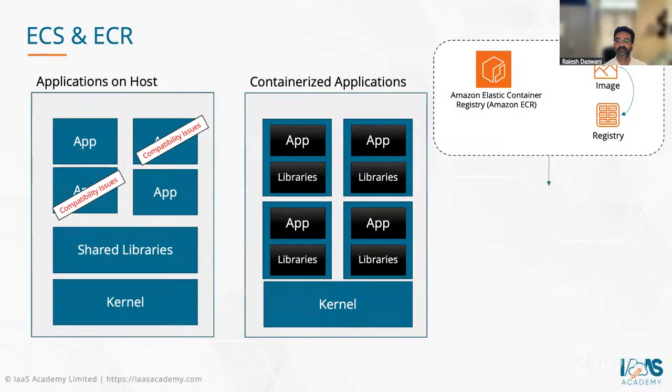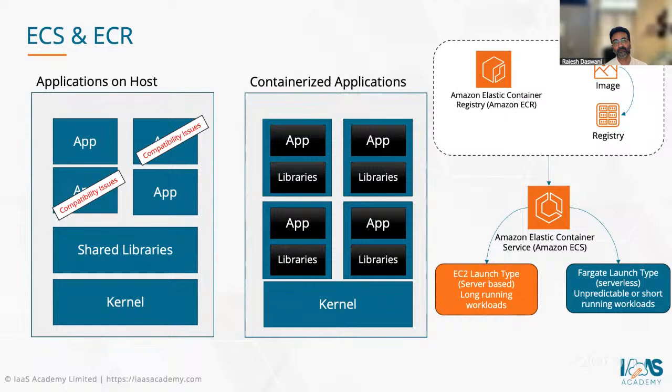The idea is that you store your container images or your Docker images in ECR. You then deploy them to the ECS container service. And you've got two different launch types there as well. You've got the EC2 launch type, which is server-based and ideal for long-running workloads. This is where actual EC2 instances are provisioned to host your containers, and you can see those instances and manage them.